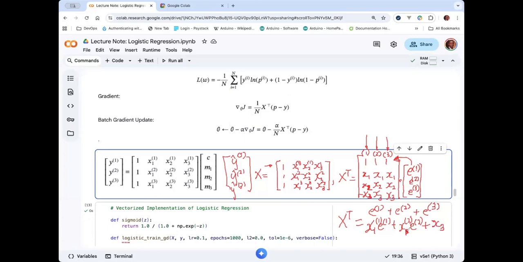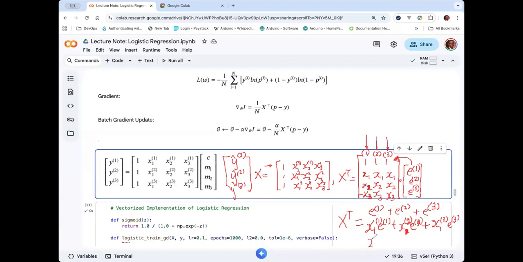Sorry, it will be x1 times error of 1 plus x1 times error of 2, but it's still x1 anyway for the second data point. Then plus x1, not x3. Still x1, because we are calculating the gradient for x1 here. So it's still x1, but for the third data point, times the error for the third data point. So we just keep going like that.